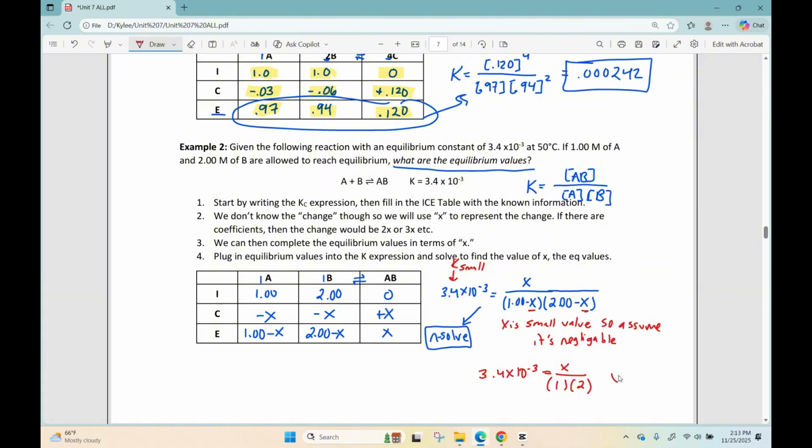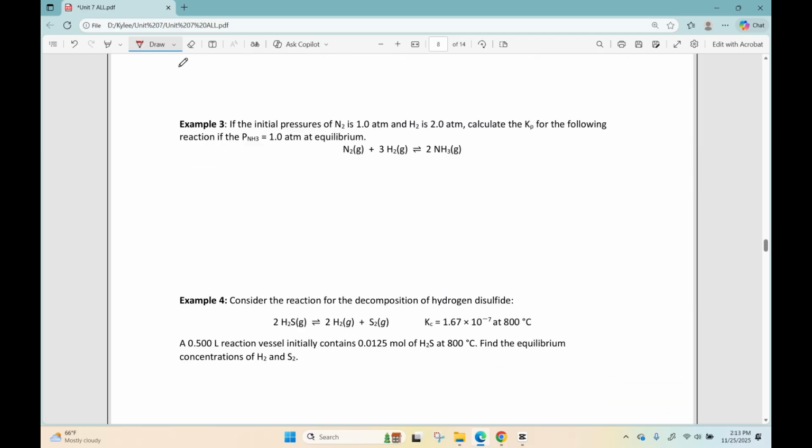If you do it this way, you get x equals 6.8 times 10 to the negative third, which is the same as 0.0068. If you do it the NSolve way, you should get an answer that is very, very close to that. Example number 3, it tells us that the initial pressure of nitrogen is 1 and hydrogen is 2. Calculate the Kp for the following reaction if the value for NH3 is 1 at equilibrium.